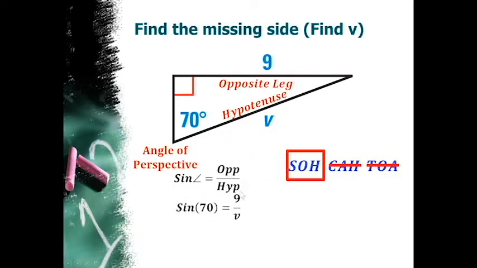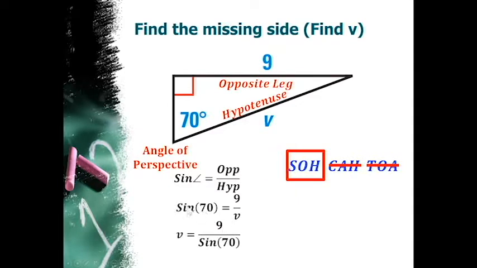Our opposite leg has a length of 9. Our hypotenuse has a length of V. Now because the V is in the denominator of our ratio, we're going to diagonal exchange that with the sine of 70. Remember, the sine of 70 travels as a full unit. You cannot break it up as we do our algebra here. So we're going to exchange those two pieces.